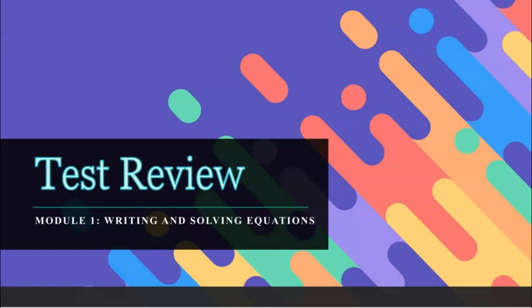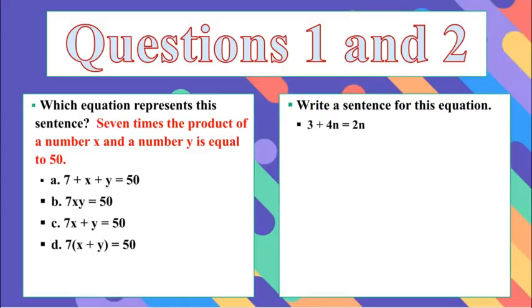Test review for Module 1, Writing and Solving Equations. Question 1. Which equation represents this sentence? 7 times the product of a number x and a number y is equal to 50.